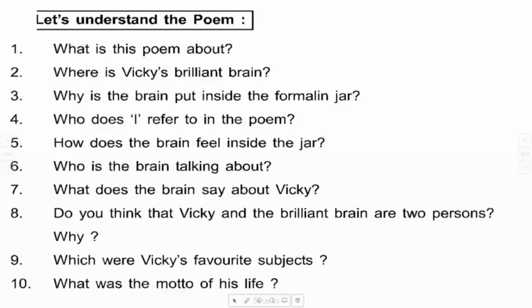Question number one, what's the poem about? Obviously, the answer to the question, the poem is about Becky's road accident. Question number two, where is Becky's brilliant brain? As you know, it is put in the formalin jar in the museum of NIMHANS. Question number three, why is the brain put inside the formalin jar? We have to answer this question. Number four, who does I refer to in the poem? In the first stanza, you see this pronoun I. Obviously, it refers to Becky.